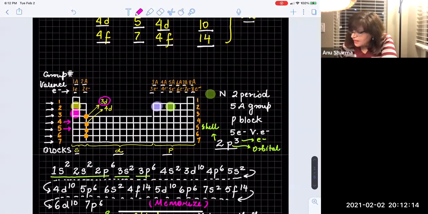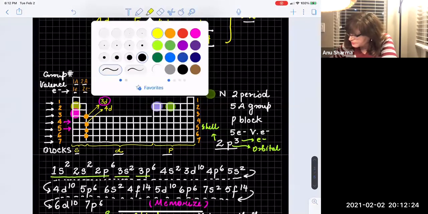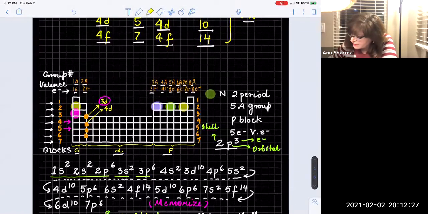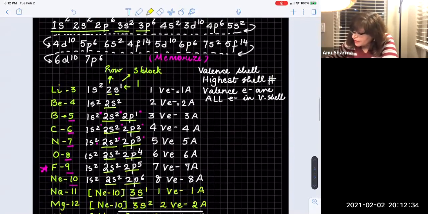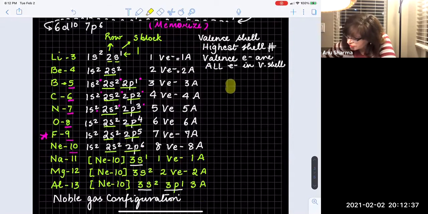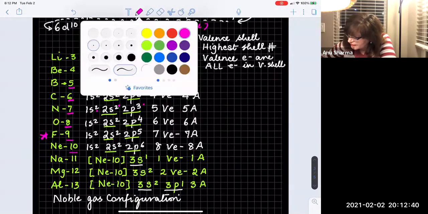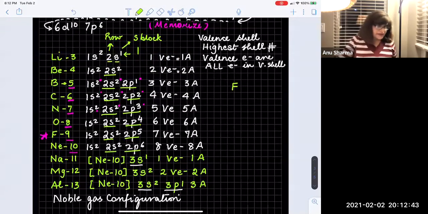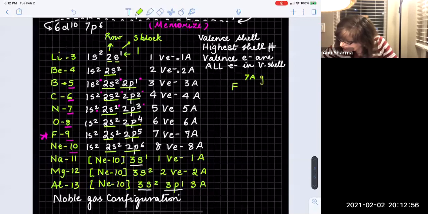Look at the periodic table and identify the location. Now we are going to look at fluorine very specifically, because the other ones I had explained in the video earlier, so look at that for those. Here is the fluorine. We identify where it is. What is the placement of fluorine in the periodic table? Fluorine is present in which column and in which period? Fluorine is present in the second period, and it is present in the 7A column. So 7A, the group or column, and second period.